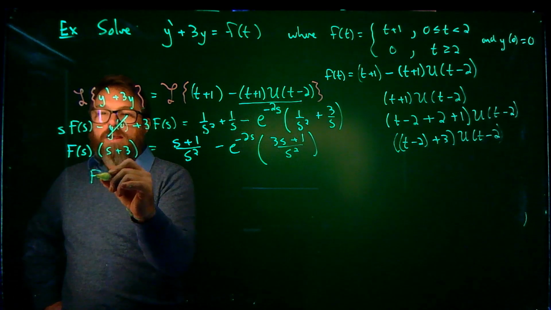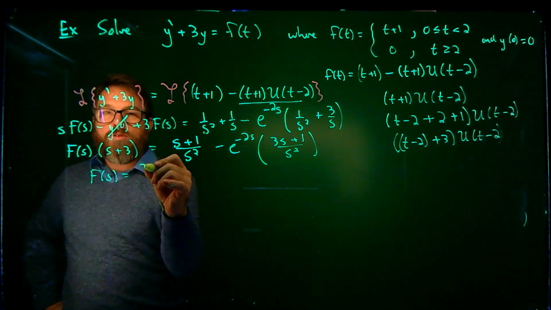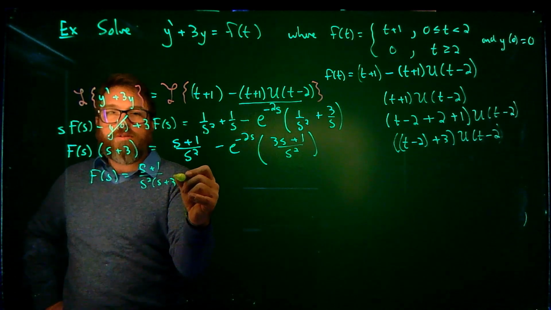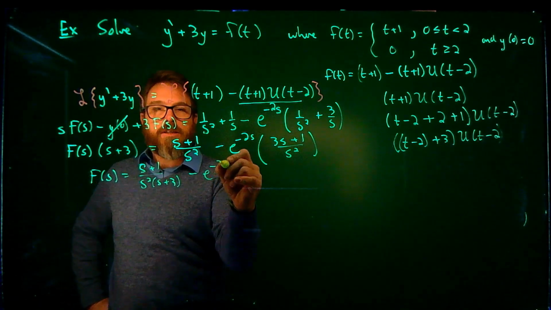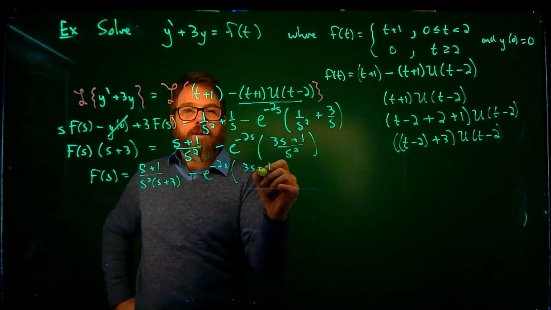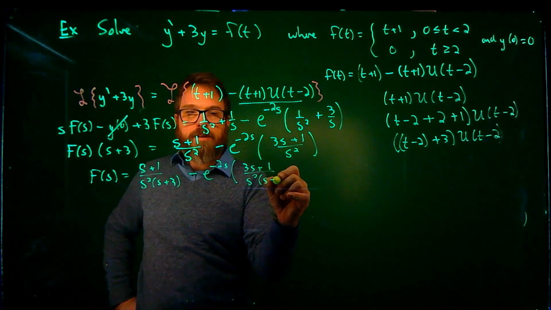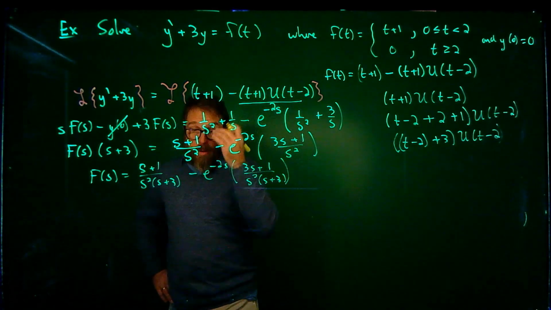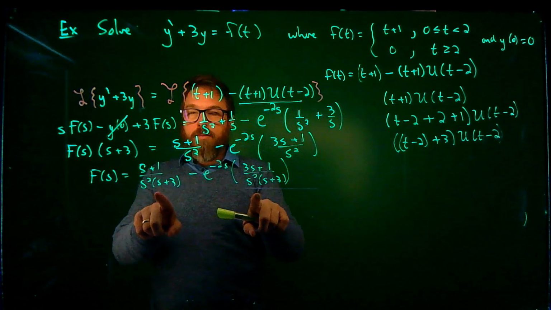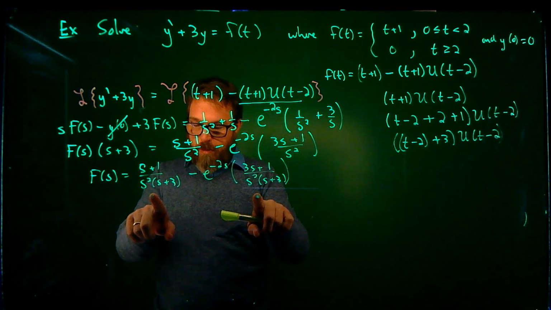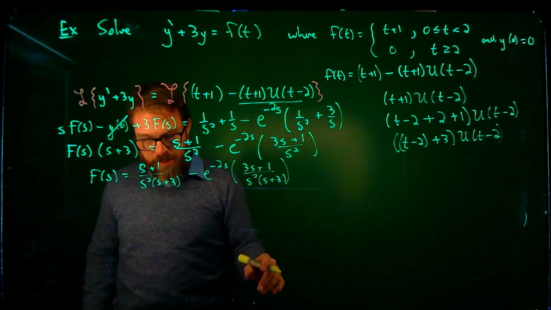So now capital F of s is going to be equal to s plus 1 all over s squared times s plus 3, minus e to the minus 2s times 3s plus 1 all over s squared times s plus 3. Now I'm going to have to do a system of equations to be able to solve this, and I'm just going to give you guys the answer to this.